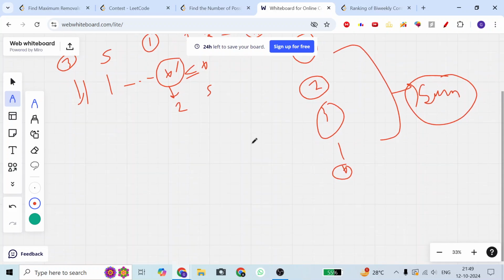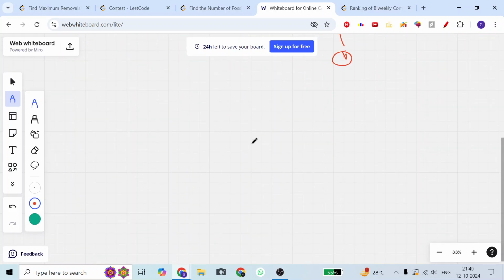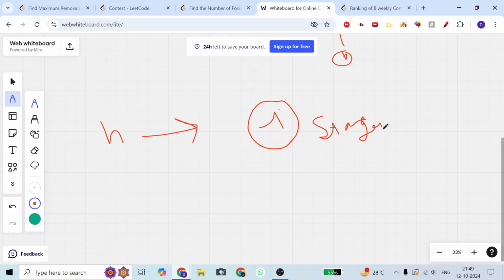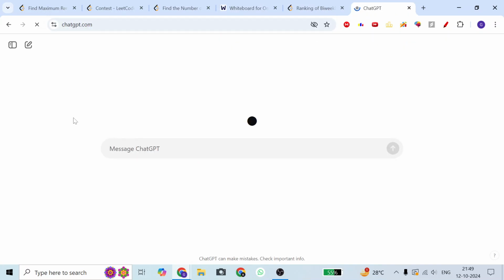Okay, now guys, our problem has become more simple. I have n performers, I have to distribute n performers to i number of stages. I have to divide n performers to i number of stages. This is our problem. So how do we need to find it? This is a very simple math problem. I will show you, I just find it on ChatGPT.